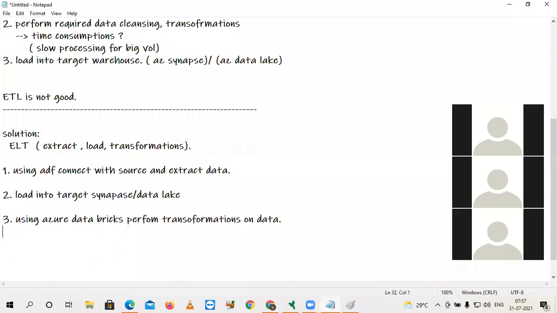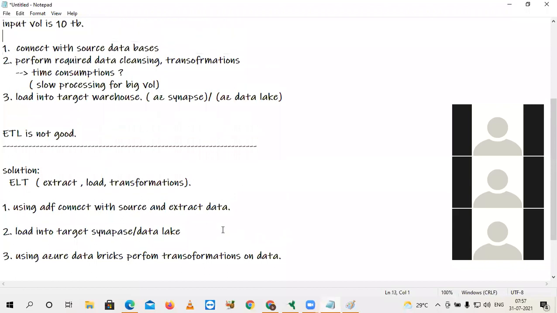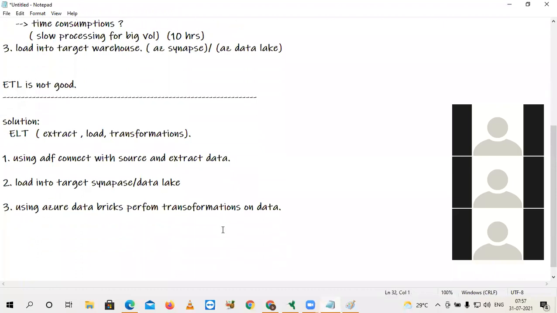What is the advantage you will be getting? Suppose if ADF is doing those transformations, think that the time is 10 hours. Example, it is taking 10 hours to perform those transformations. If the same transformations are done by Azure Databricks, it may be 10 minutes.